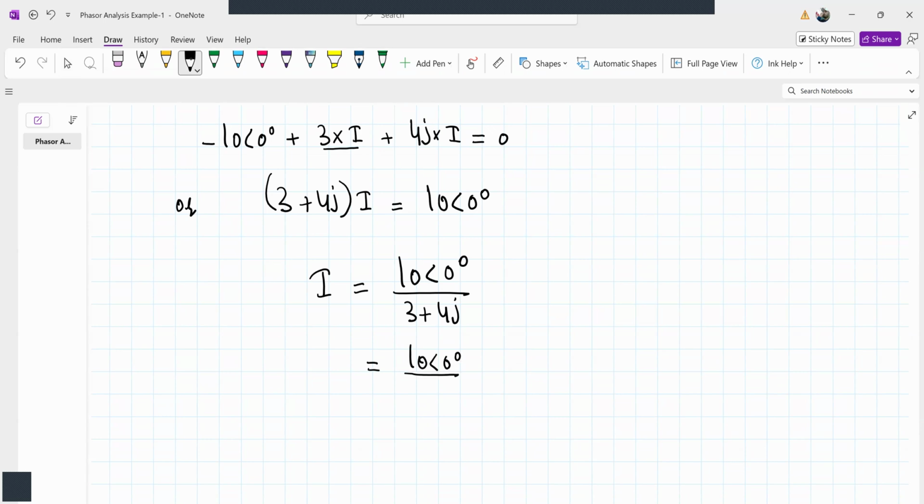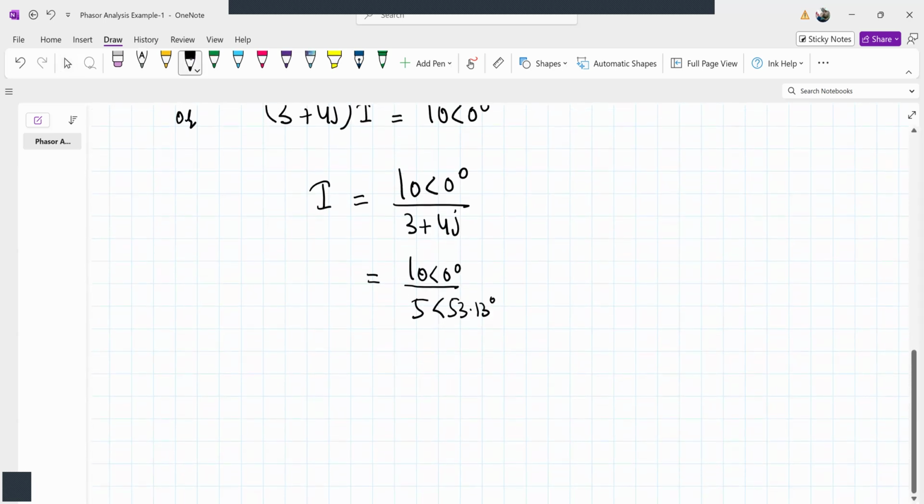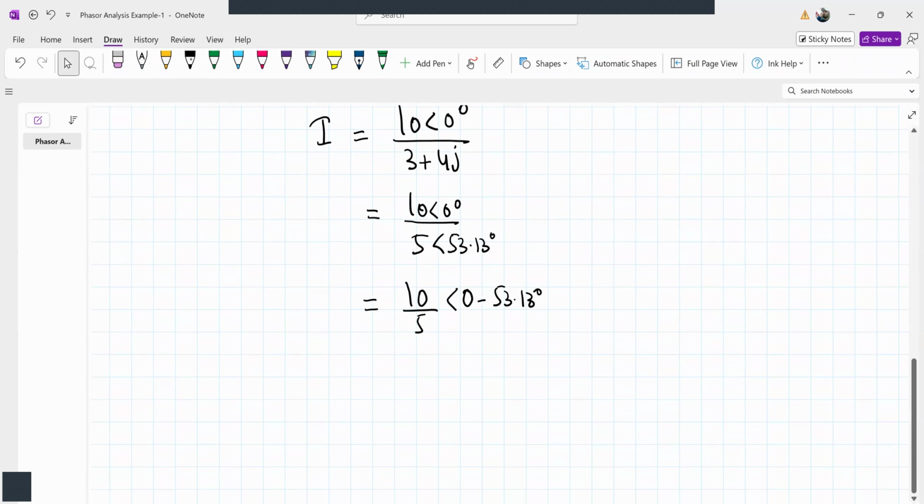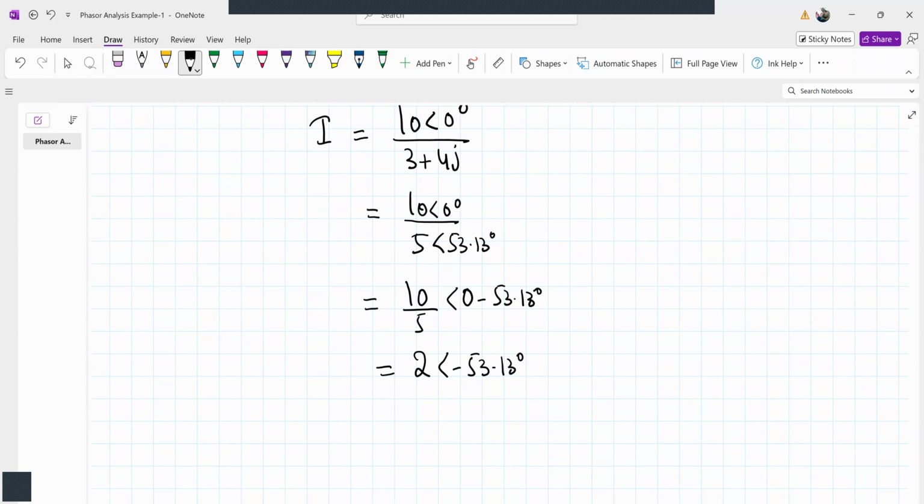We'll convert 3 plus 4j into polar form. The magnitude is the square root of 3 squared plus 4 squared, that will be equal to 5 at an angle of tan inverse 4/3. 4/3 is 53.1 degrees, please check this. So how do we divide two complex numbers? We divide the magnitudes and subtract their phases. What is 10 divided by 5? That's equal to 2 at an angle of minus 53.13 degrees. So this is the I phasor, in phasor form.